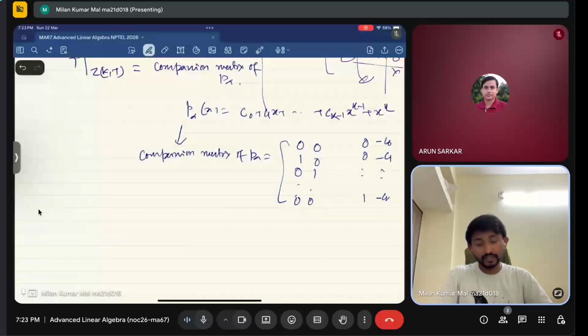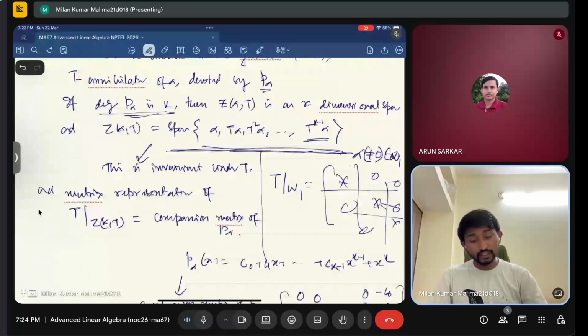This is the companion matrix. In fact, if you take this basis, ordered basis, alpha, T alpha, T squared alpha, all the way to T to the power k minus 1 alpha, and suppose this is an invariant subspace, and we have this P, then the matrix representation of T restricted to this will be this one with respect to this basis.